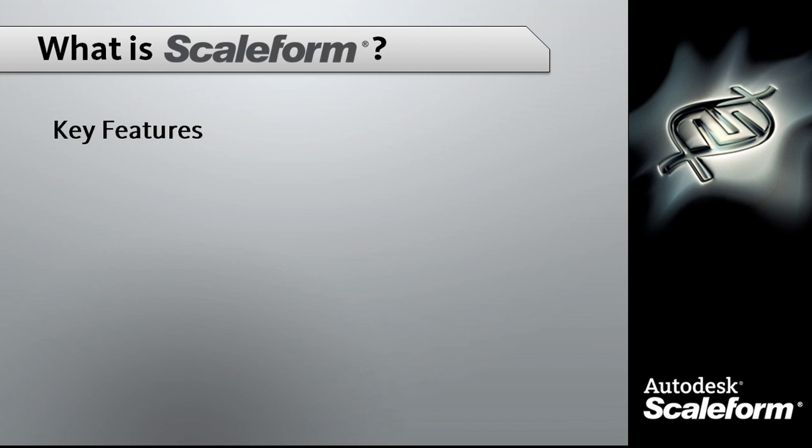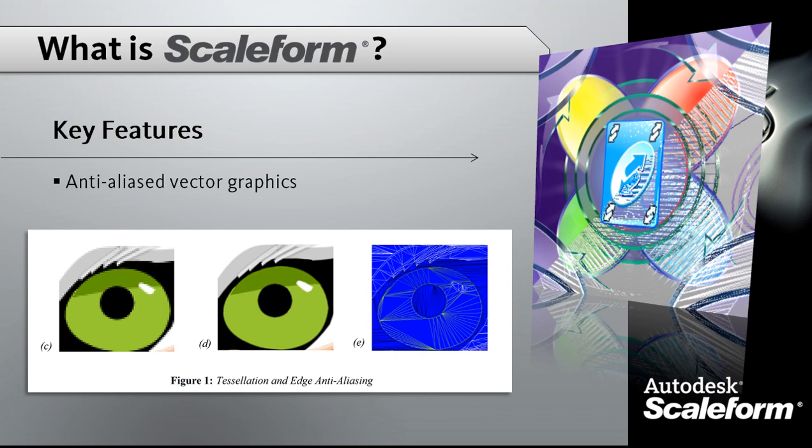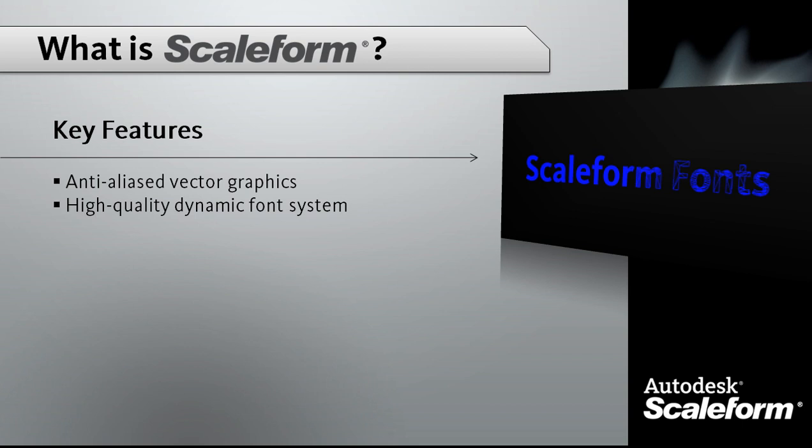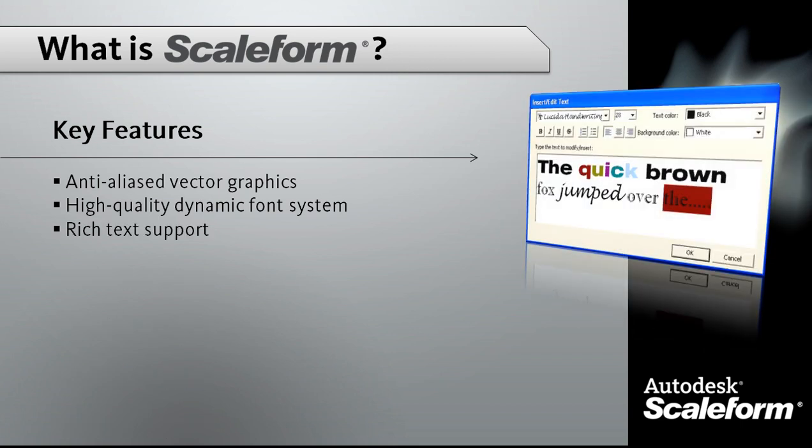Let's summarize a few of the key features of Scaleform. Scaleform allows for high-quality, animated, anti-aliased vector graphics, as well as the use of bitmap images to create your UI. It comes with a dynamic font system. Now, fonts can be embedded in the Flash file and even shared between Flash files. Larger fonts are broken up into vector shapes, as you can see here on the image to the right. And it also supports rich text, allowing for multiple fonts in the same text field, image embedding in text fields, as well as HTML text support.